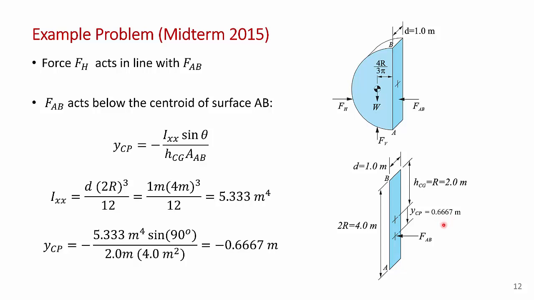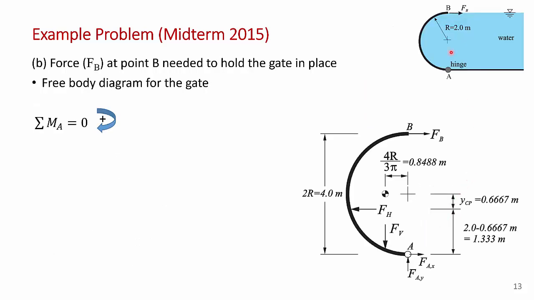So now we have both forces. We have the vertical force and the horizontal force, and we have their locations. So now it's possible to find that force at B required to hold the gate in place. So the last part of the question was to determine the horizontal force applied at B to the right that would hold the gate in place. And of course, we draw a free body diagram for our gate. We put all the forces on it. Don't forget there are hinge forces at A. So there's FAX and FAY.